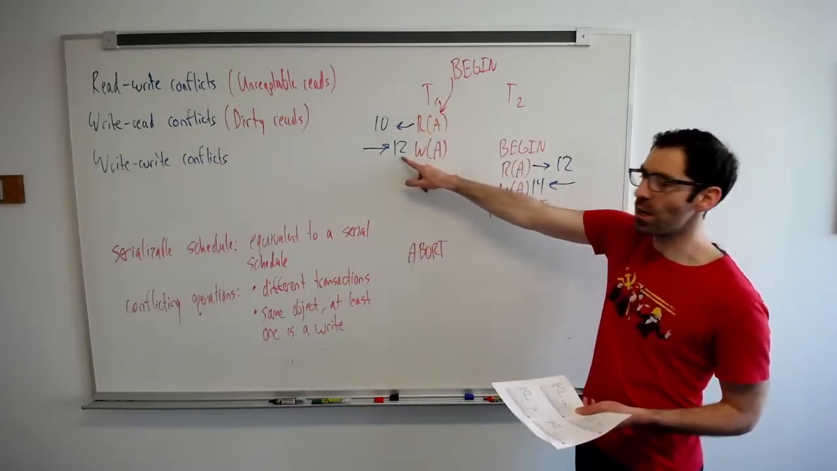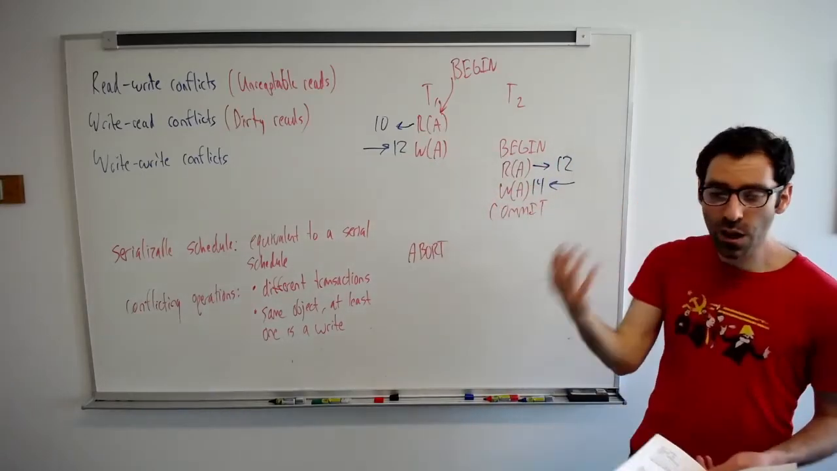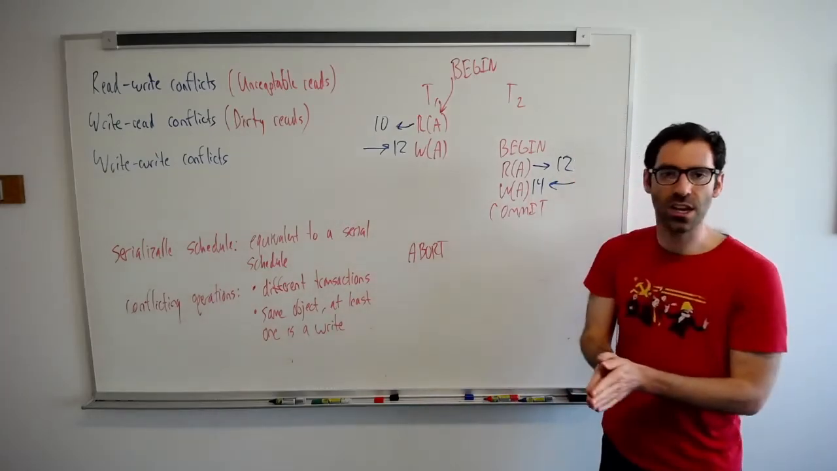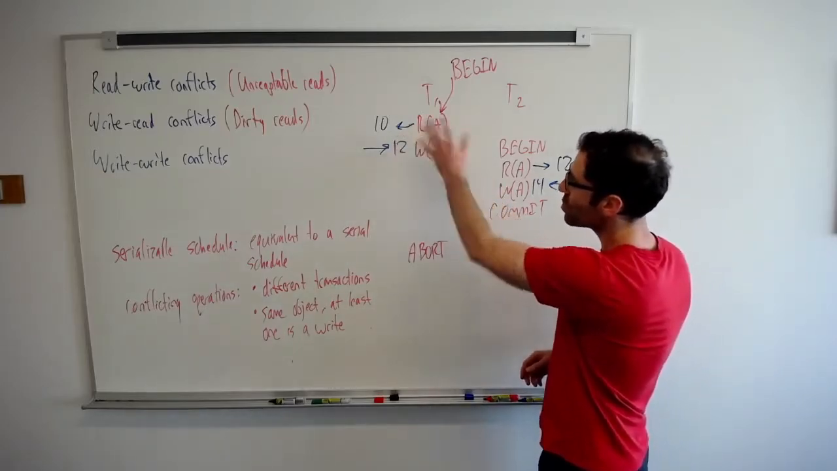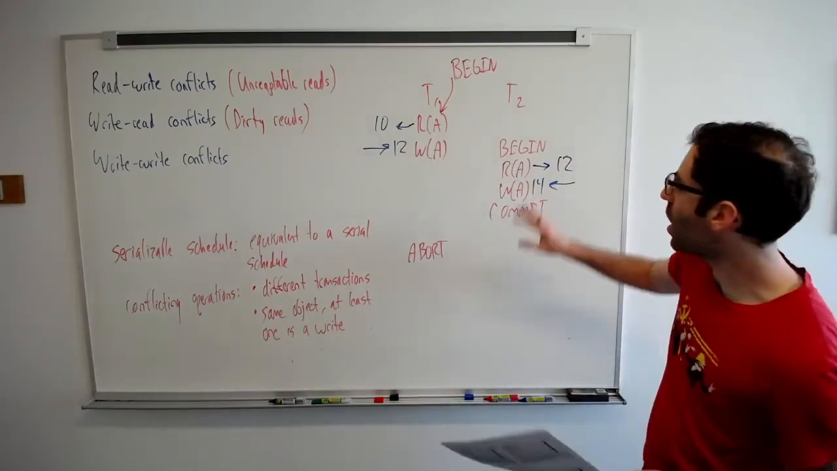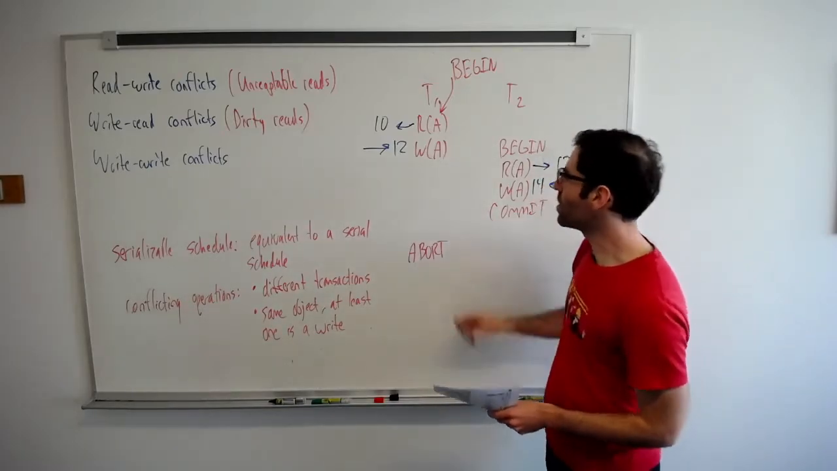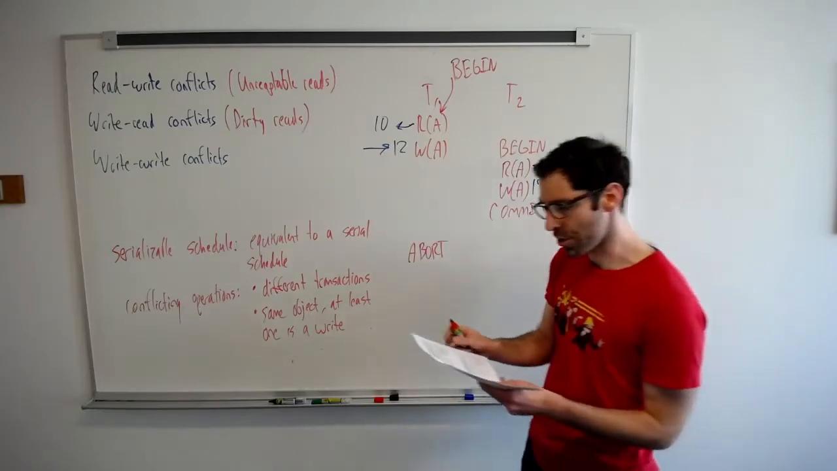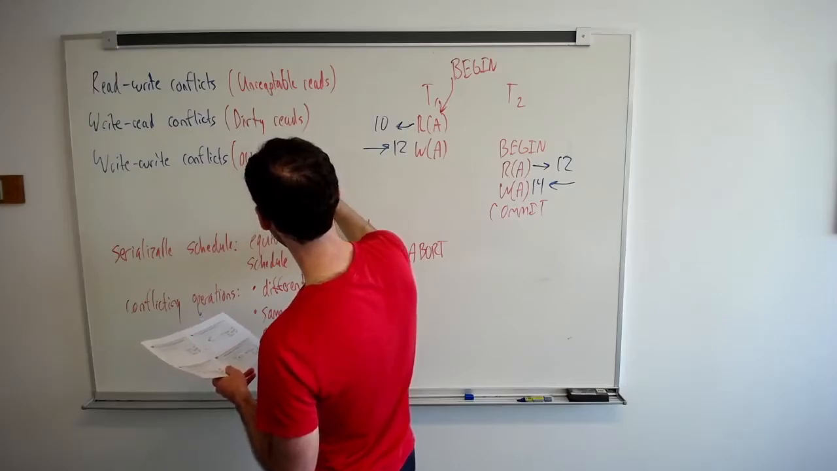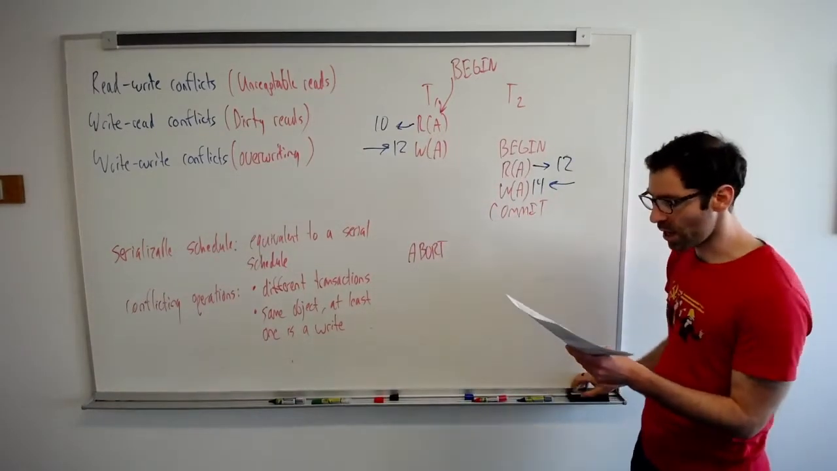The fact that it updated A to 12 influenced what T2 did. If we want our transactions to have this isolation property, it shouldn't be the case that changes made in an aborted transaction can be committed to our database by virtue of being read by some other one. So write-read conflicts are dirty reads, and finally we have write-write, which is when we're overwriting committed data.